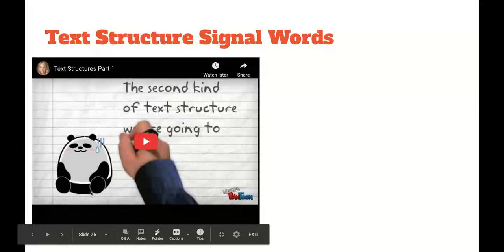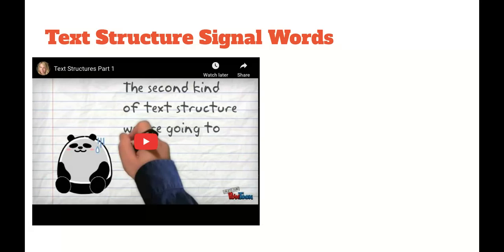So I wanted to also focus in on some text structure signal words. These are words that will give us clues as to what structure is being used by the author. So let's go ahead and watch this.